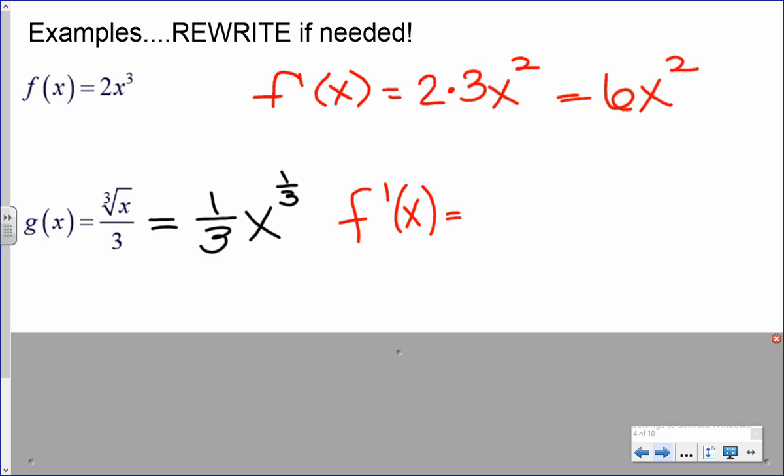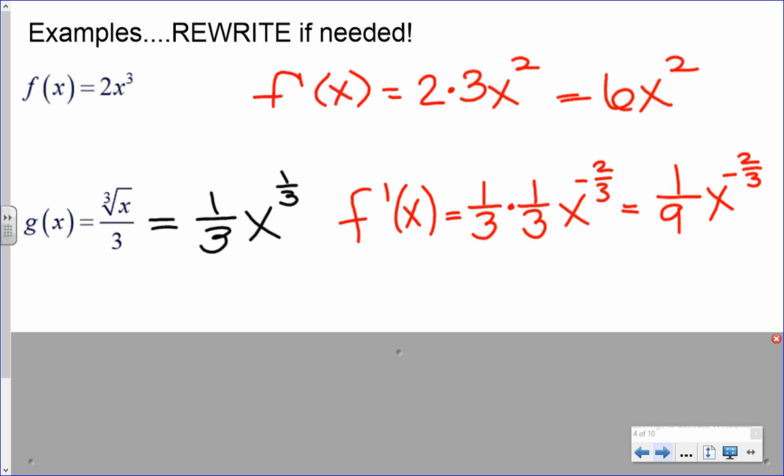Okay. All right. So 1/3 is the constant that stays out in front. Our power is 1/3, so we bring down the power, and then we have to decrease our power by 1. What would our power become? Negative 2/3. Okay? I will allow you to write this as 1/9 x to the negative 2/3, or you can write it as 1/9 x to the 2/3 in the denominator. You can write it as 1/9 cubed root of x squared. I really don't care how you write it as long as you get to a version of that.